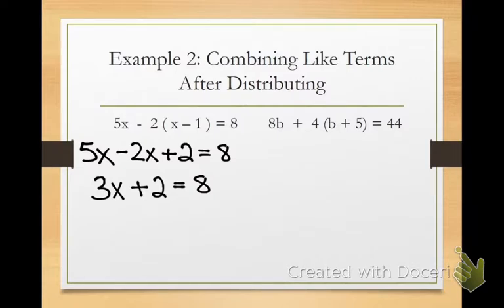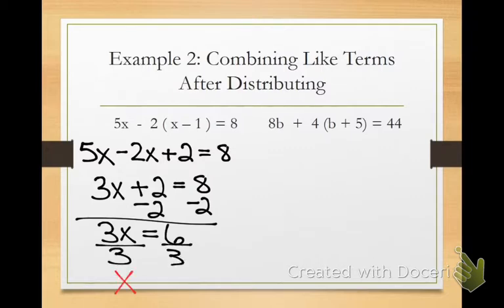My rule says, what do I move first? 2, the number that's by itself. I move my 2, subtract it, and then 3x equals 6. Okay. And now what do I do to both sides? Divide by 3. Divide both sides by 3. X equals 2.